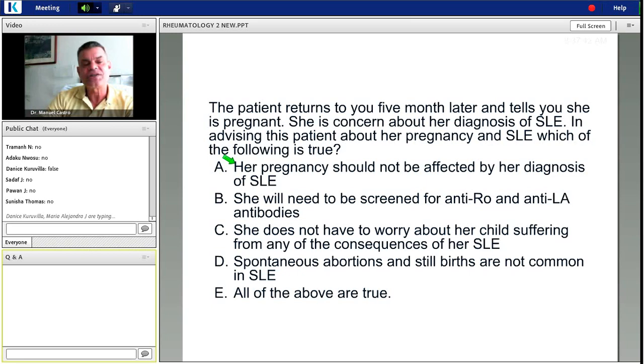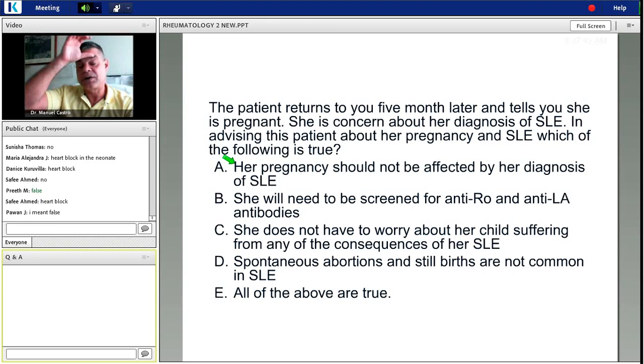No, actually, she should be concerned. They can develop a complete heart block, and that could be a big issue, especially if the mother has anti-Ro and anti-La antibodies. That's why it's so important to do anti-Ro and anti-La, because you can alert the neonatologist to the fact that this baby might be born with a heart block or a severe block.